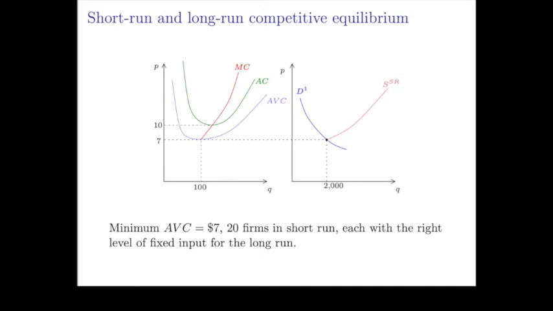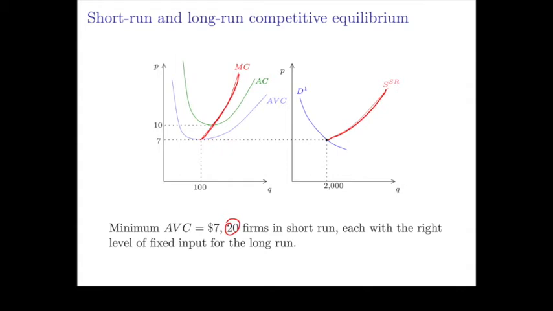Let's say this is the marginal cost curve for a single firm in the short run, and these are the average cost and average variable cost curves. Then we know that the individual firm's supply curve is going to be the portion of the marginal cost curve that's above the average variable cost. So if we add that up over a whole bunch of firms, let's say there are 20 firms in the short run, and we add up their individual supply curves, then we get the short run market supply curve.